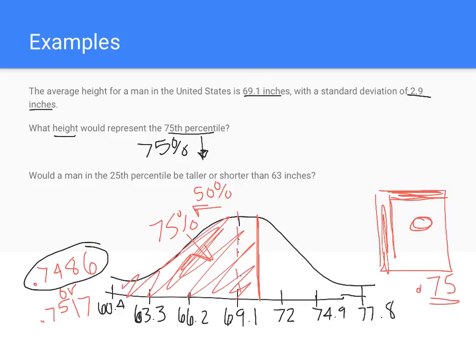I'm going to choose 0.7486, and if you trace that out, you'll find the corresponding z-score that you want to look at. For me, that is 0.67. So I know that z has to equal 0.67. If I use my equation, remember that z equals x minus mu over sigma.